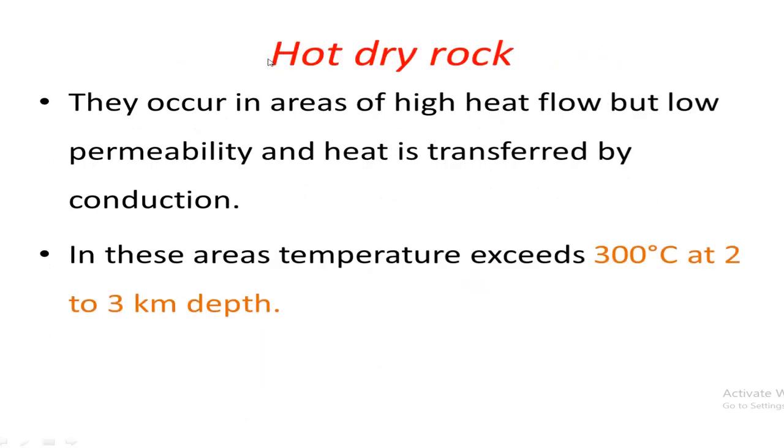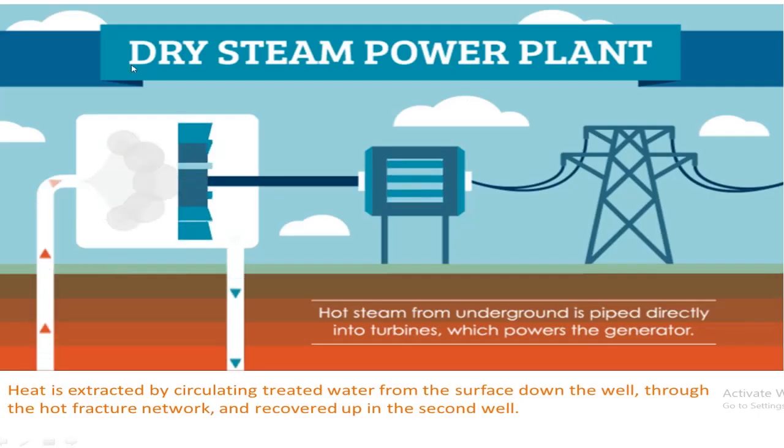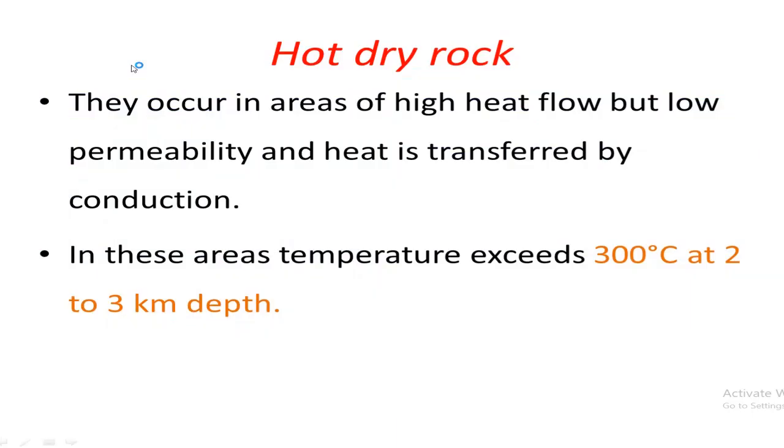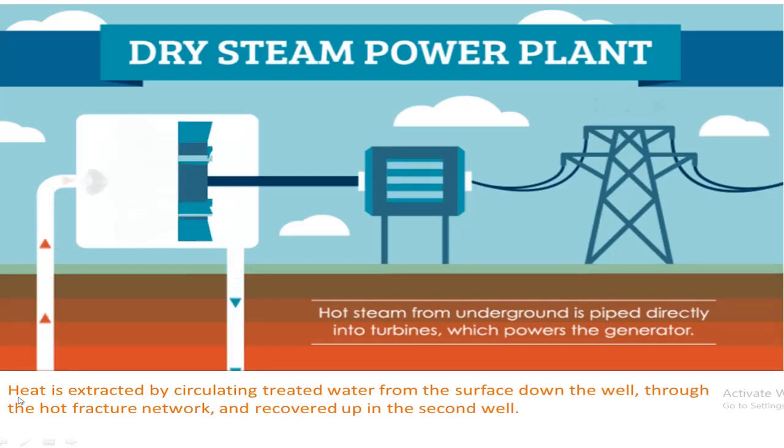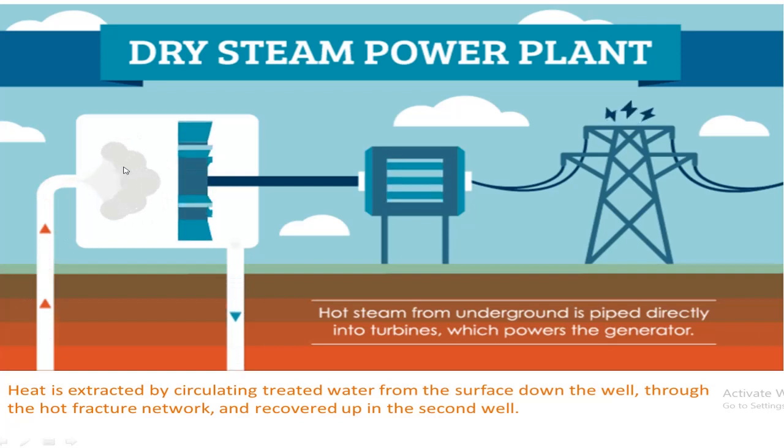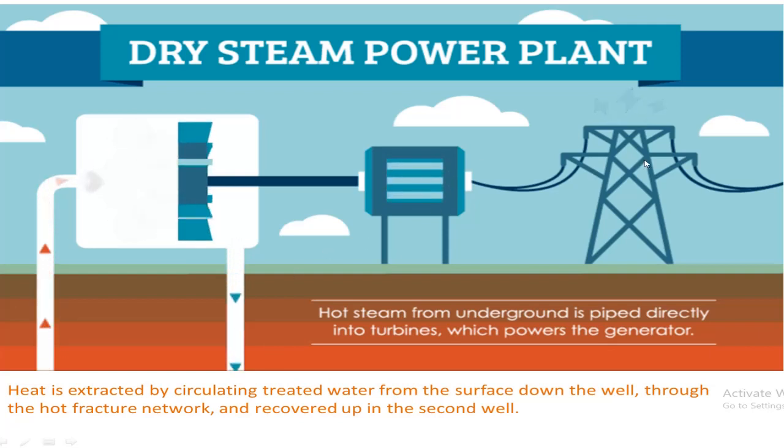Now the last is hot dry rocks. They occur in areas of high heat flow but low permeability, and heat is transferred by the conduction process. In these areas, temperature exceeds 300 degrees centigrade at 2 to 3 km depth. Dry steam power plant: if we see here the hot dry rock, in this system the heat is extracted by circulating treated water from the surface through a well and a hot fractured network. Again, the purpose is to generate electricity.